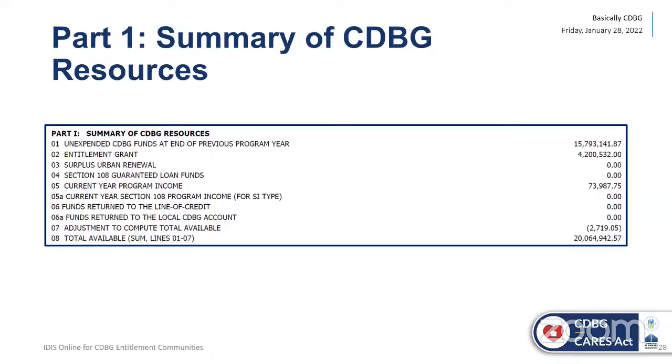It will report your entitlement grant, and any program income that you received during that year will be reported. And then there are adjustment lines if needed. And if you need to make adjustments, you do want to make sure you follow the instructions in the report. So your line 8 is your total available funds.